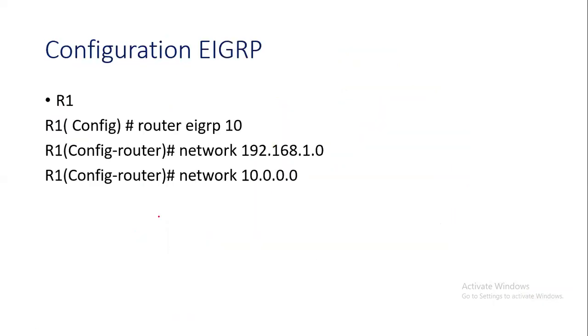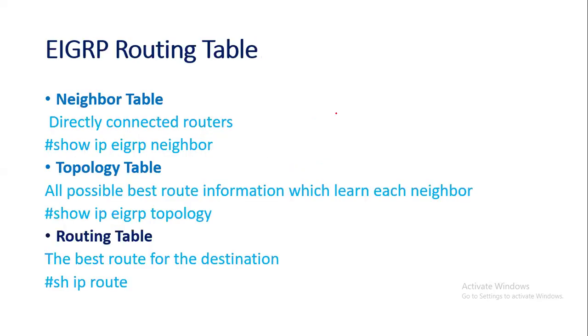Configuration is very easy. You go to the router and enter router EIGRP 10, where 10 is the autonomous system number, as I already mentioned. The autonomous number defines your network, and within an autonomous number the routers maintain neighborship. You do the same things you did for RIP: you define the network, and each and every router uses this command.